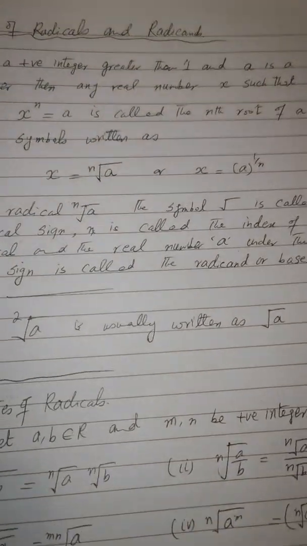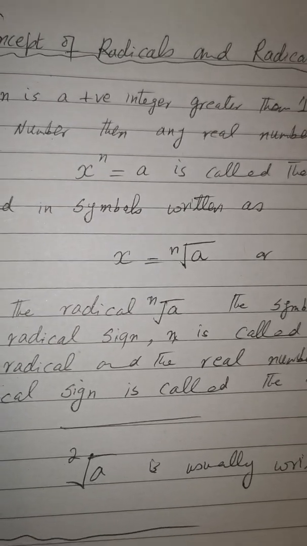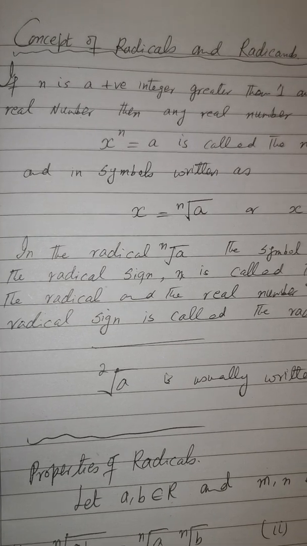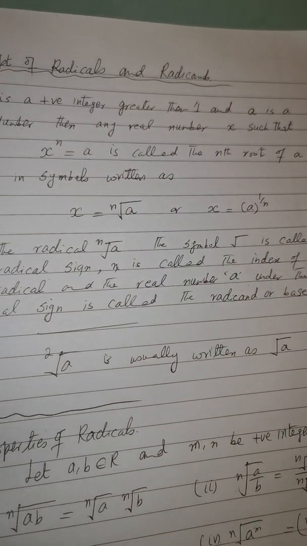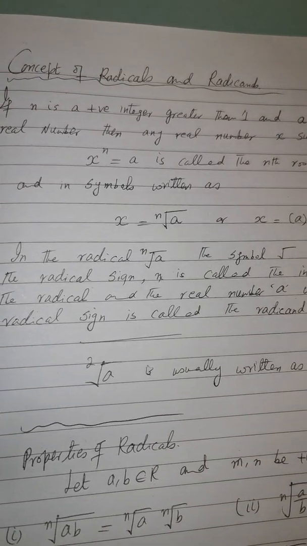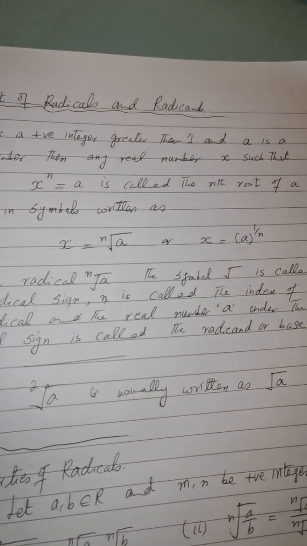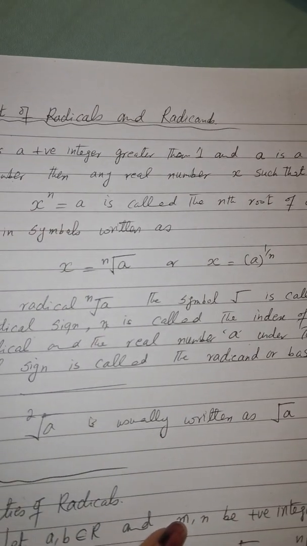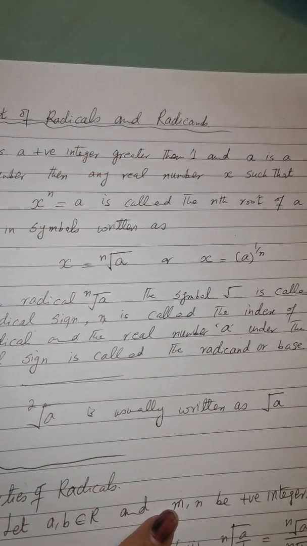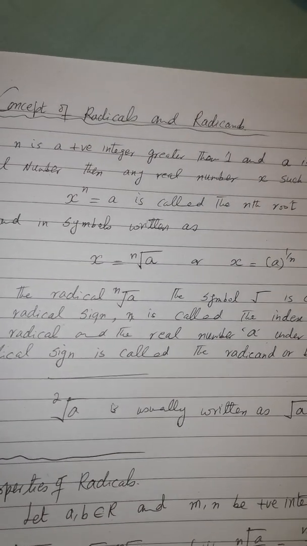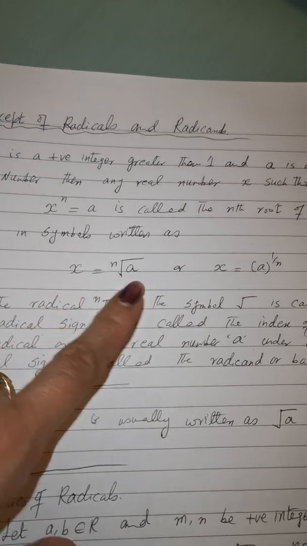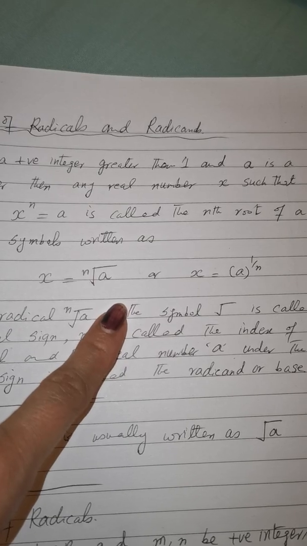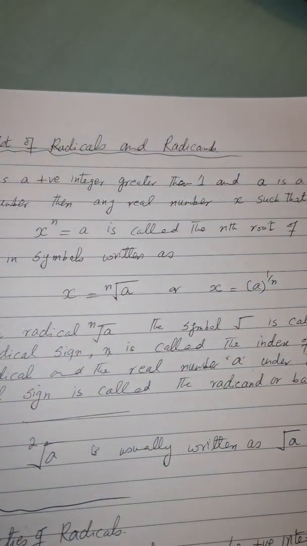In this video, we will learn about the concept of radicals and radicands. If n is a positive integer greater than 1 and a is a real number, then any real number x such that x power n is equal to a is called the nth root of a. Keep it in mind. Symbolically, it is written as x is equal to a radical n, which shows x is equal to a power 1 divided by n.